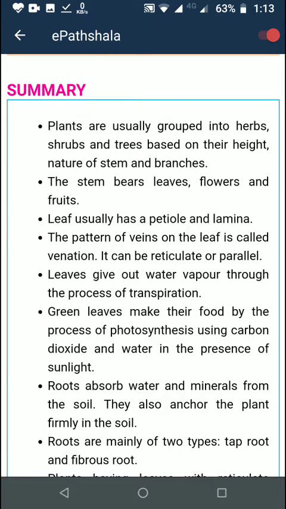Read and revise the portion of the chapter you have been taught here. See the images and pictures, and set your mind on the different terms of the plants. The next topic and the next portion of the chapter will be continued in the next video.